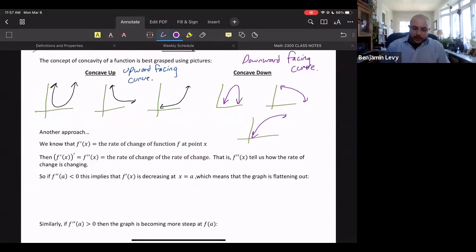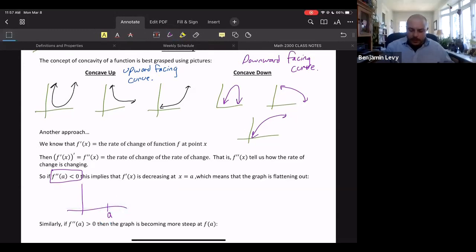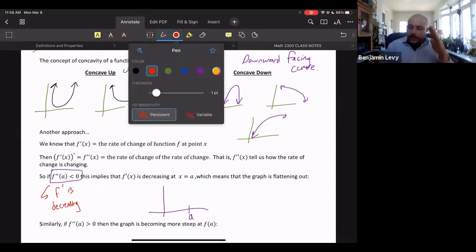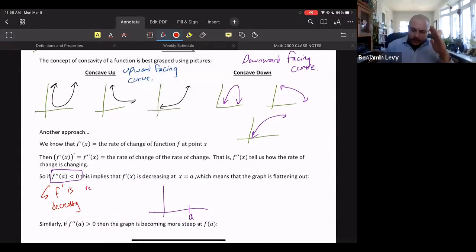So let's draw another picture. Let's say that the second derivative is negative at some point A. So here's A. Let's draw a graph. If the rate of change is decreasing, maybe I should slide this over and write something here. Second derivative being negative means the rate of change, f prime, is decreasing. In other words, the tangent lines are getting flatter. Maybe that's a better way to say it. Tangent lines are getting flatter.